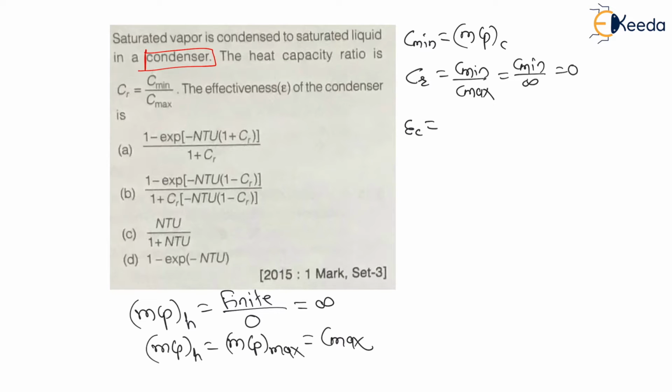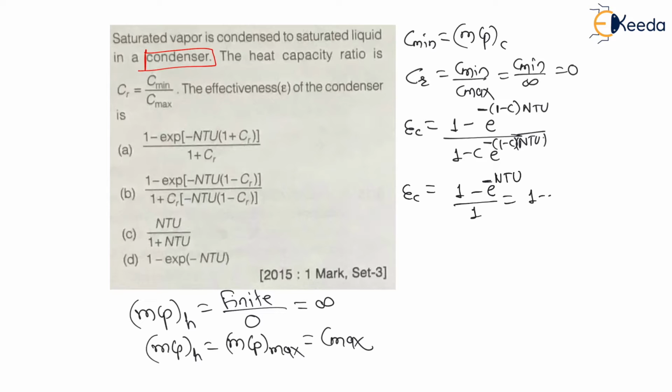Let us say now the effectiveness of a counter flow heat exchanger is nothing but, as we have derived, 1 minus e to the power minus (1 minus c) into NTU divided by 1 minus c e to the power minus (1 minus c) NTU. This formula we have derived for the effectiveness of a counter flow heat exchanger. Now let us put c equal to 0. Then the effectiveness of this counter flow heat exchanger will become 1 minus e to the power minus NTU divided by 1, which is equal to 1 minus e to the power minus NTU.